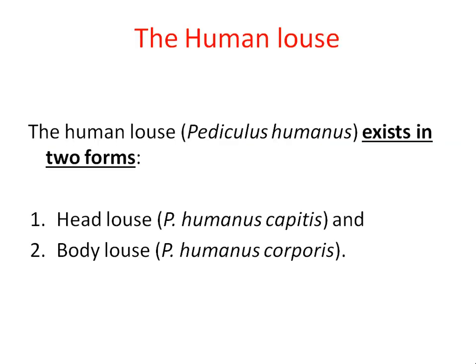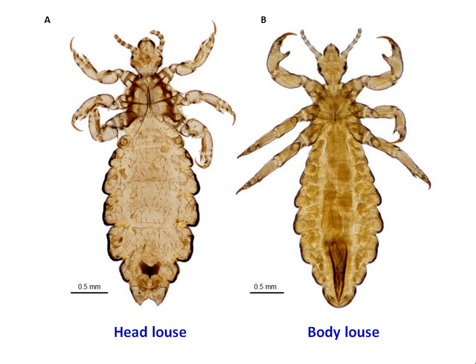As far as the human louse is concerned, it exists in two forms, that is head louse and body louse. The scientific name of the head louse is Pediculus humanus capitis, and of the body louse, Pediculus humanus corporis. There is not much difference between the two. This slide shows both the head louse as well as the body louse. There is not much difference, except in the appearance of the appendages, the legs.